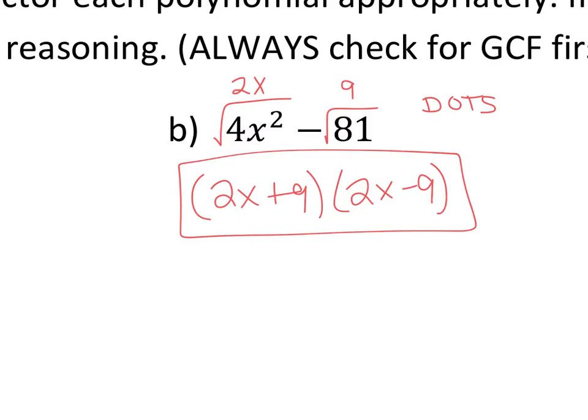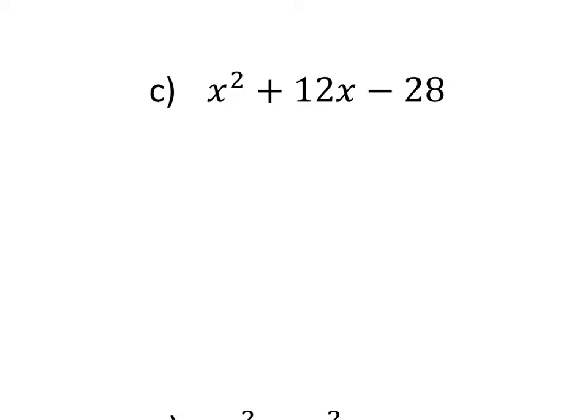Letter C. Okay, always check for GCF. I have an x, no x. I have 28, 12, and 1. Therefore, there's no GCF because they don't all have x's, and because this is a 1, I can't really pull anything out of it because it would just be the same thing. So we have a trinomial, which means we are going to use MAM. And I'll jot that down over here.